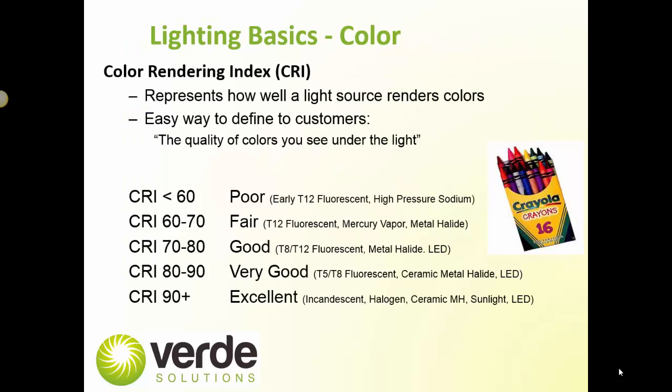Color rendering index, or CRI, is how well light represents color. The easiest way to describe it is the quality of the colors you see under the light. So the higher the better there. So 90 plus is excellent, and you'll see that in incandescent lights, halogen lights, and some LEDs. 80 to 90 is still very good. 70 to 80 is good, and you get the idea.